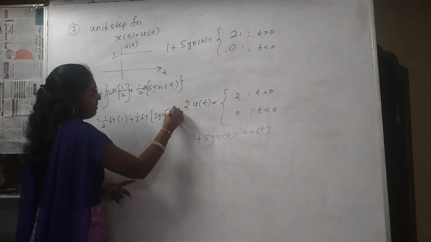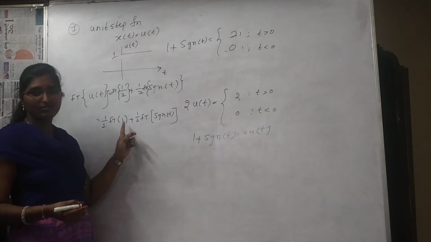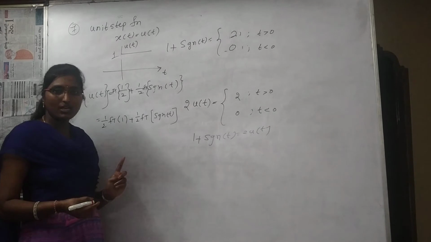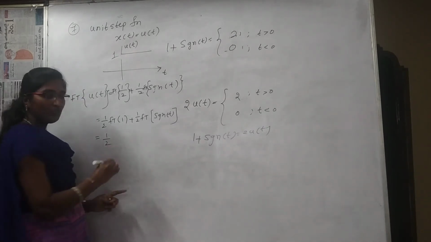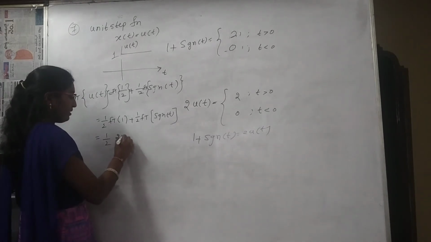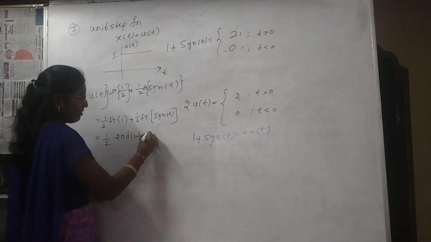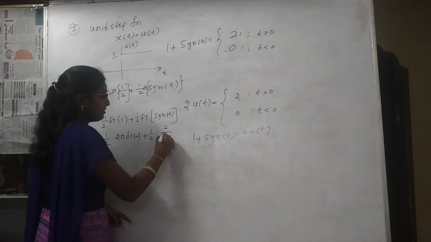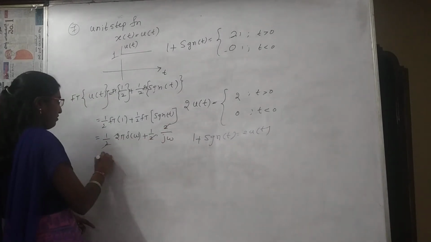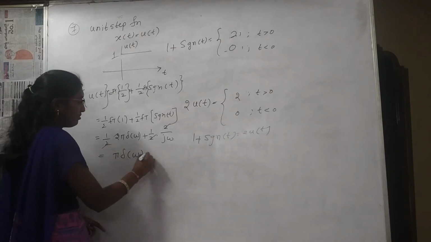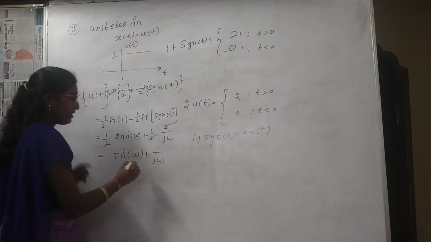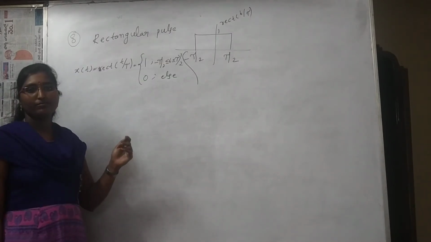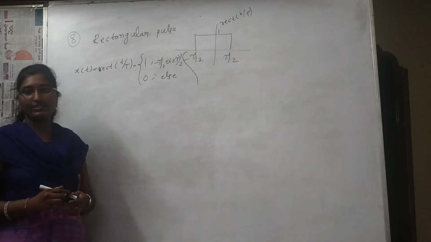Just now we have solved, right? Fourier transform of the constant 1, Fourier transform of signum of t. Just now you have solved. I am using that one again. What did you get? Fourier transform of 1 is 2 pi into del of omega. And with 1 by 2, what did you get for the Fourier transform of signum of t? 2 by j omega. Finally you got pi into del of omega plus 1 by j omega as the Fourier transform of the unit step function. And the next function is the rectangular function.